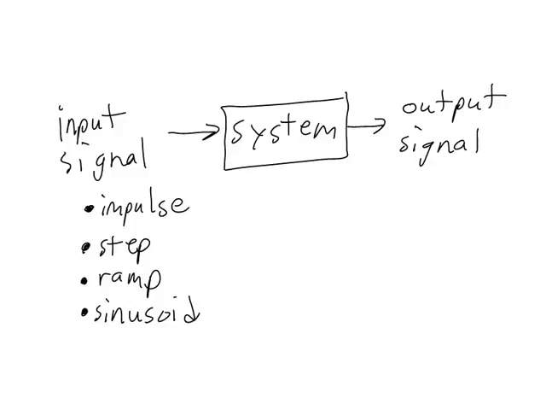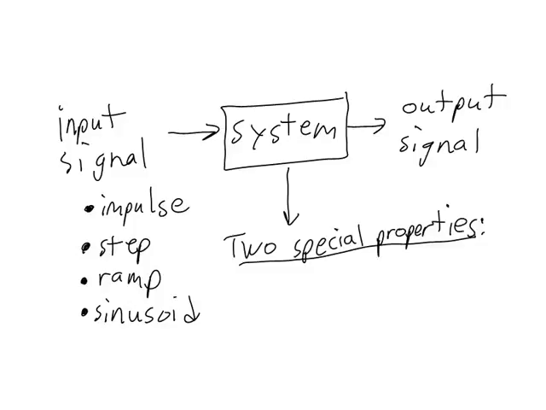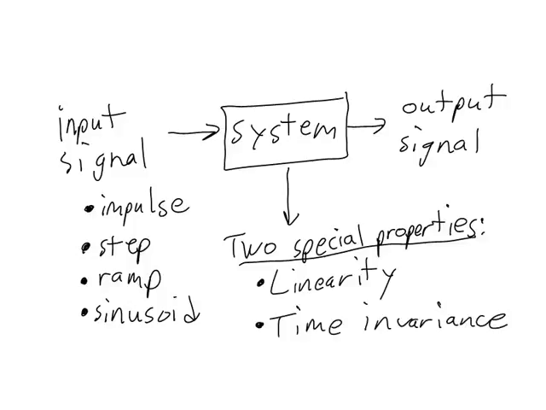In order to show you how this works, I'm going to walk you through two special properties that systems can have. These special properties are linearity and time invariance. Let's start by looking at linearity.